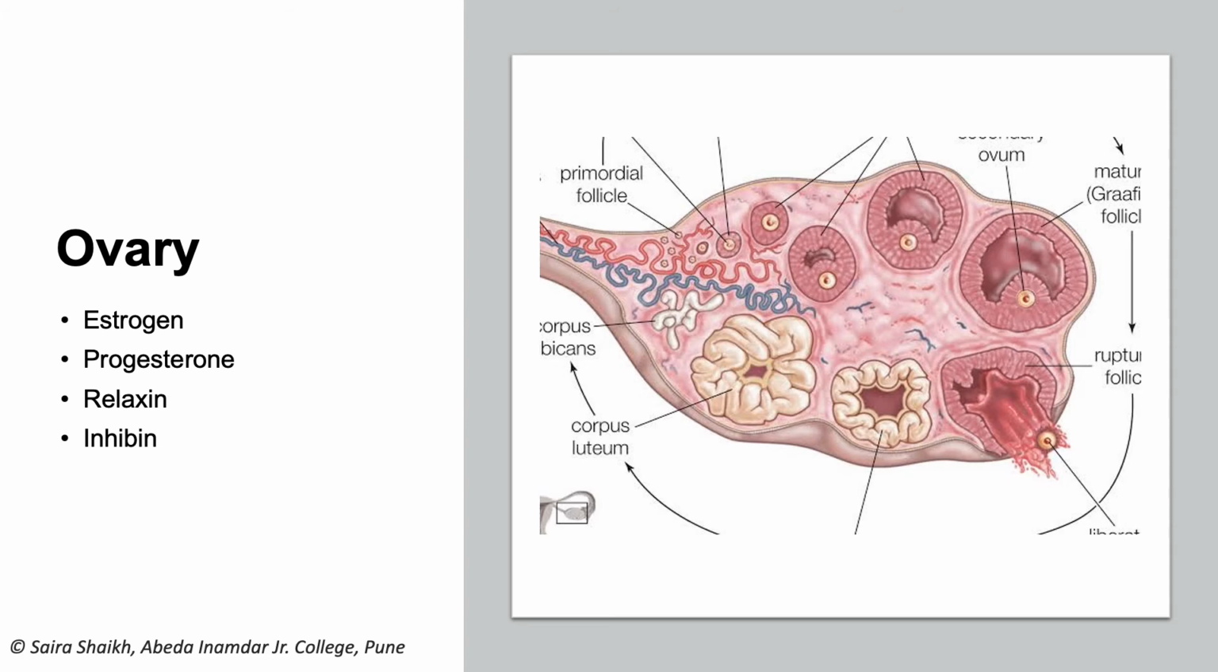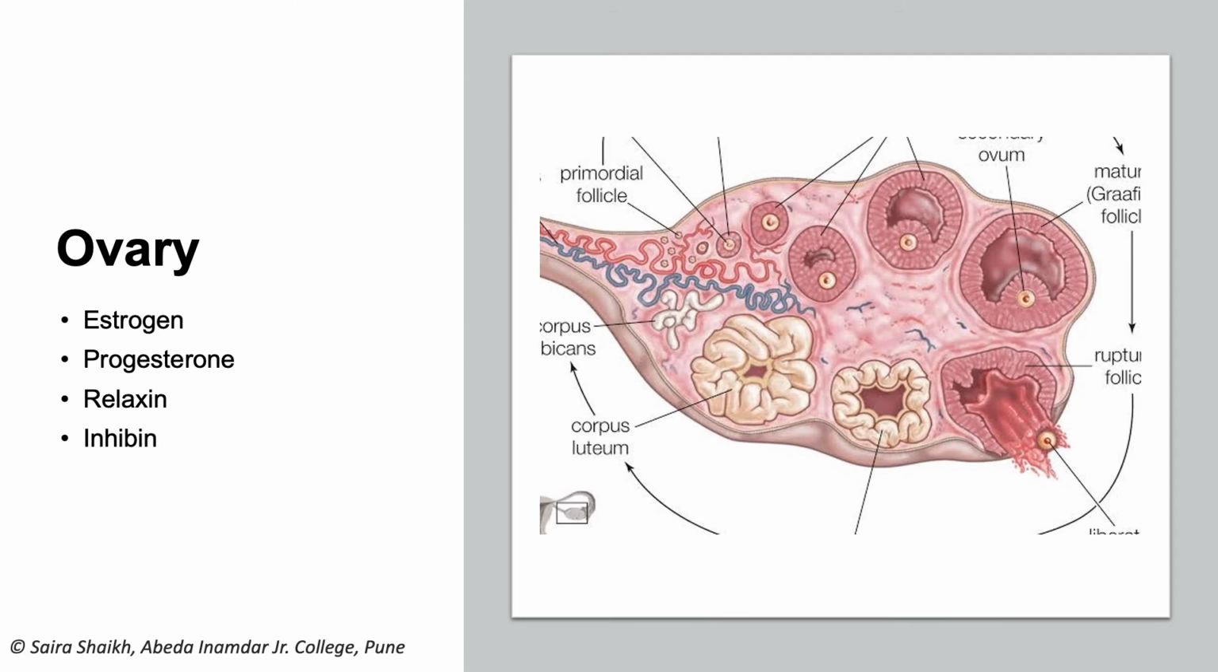The third hormone is the relaxin. The relaxin hormone is secreted by, again, the corpus luteum. It relaxes the cervix of the pregnant female, as well as it also relaxes the ligaments of the pelvic girdle for the easy birth of the young one.